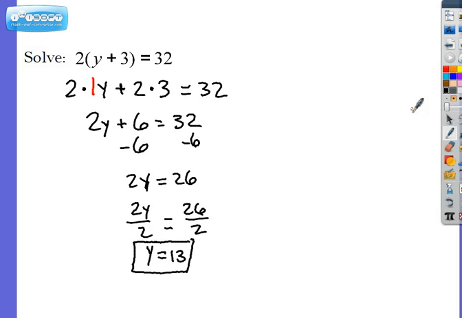So those are some of our examples for solving a multi-step equation. Hopefully these will help you out a little bit.